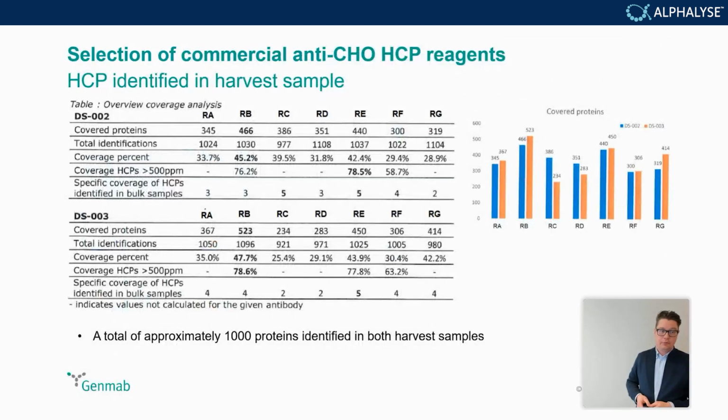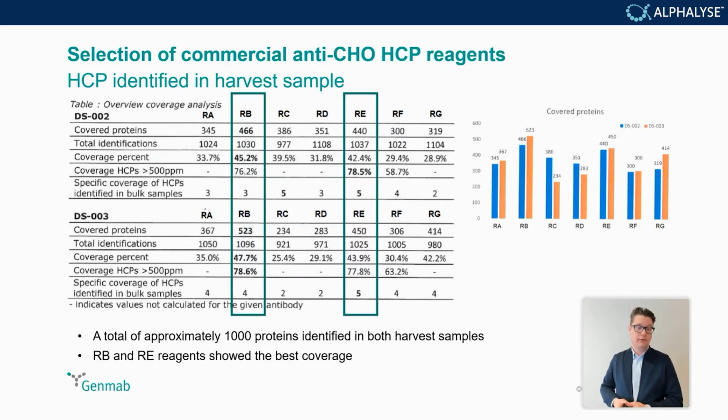And what we came up with was this. So again, we used 2 different process samples. And what we ended up with were 2 of the reagents that showed the best coverage. I might use this here to show you that there was an overall coverage around 40 to 45% across the 2 samples. What is also interesting is, of course, your coverage for higher abundant HCPs, so HCPs above 500 ppm, you are around 70 to 80%. So you had a pretty good coverage actually for higher abundant HCPs.